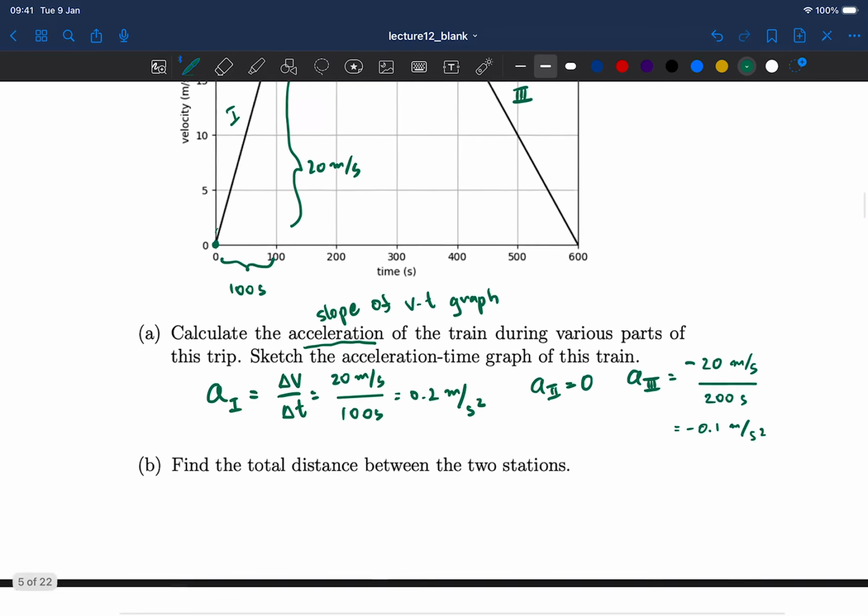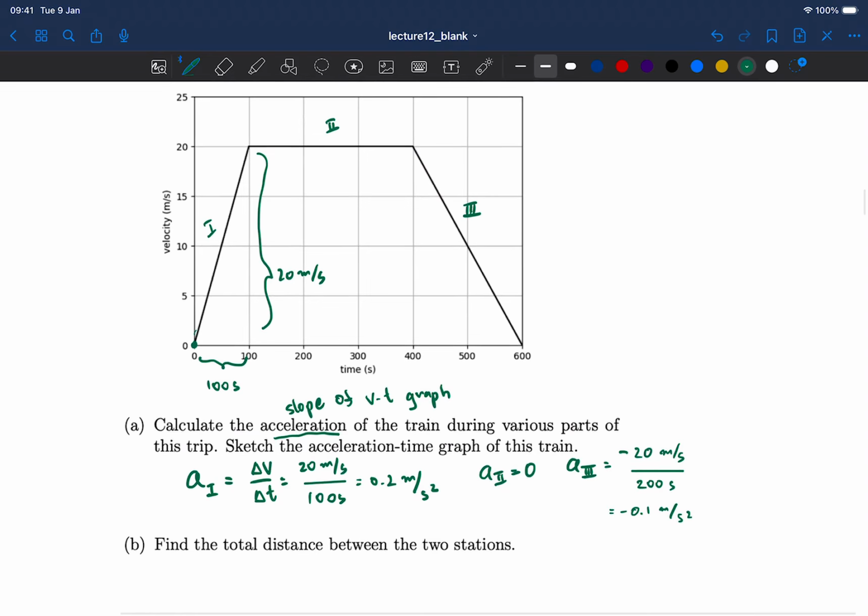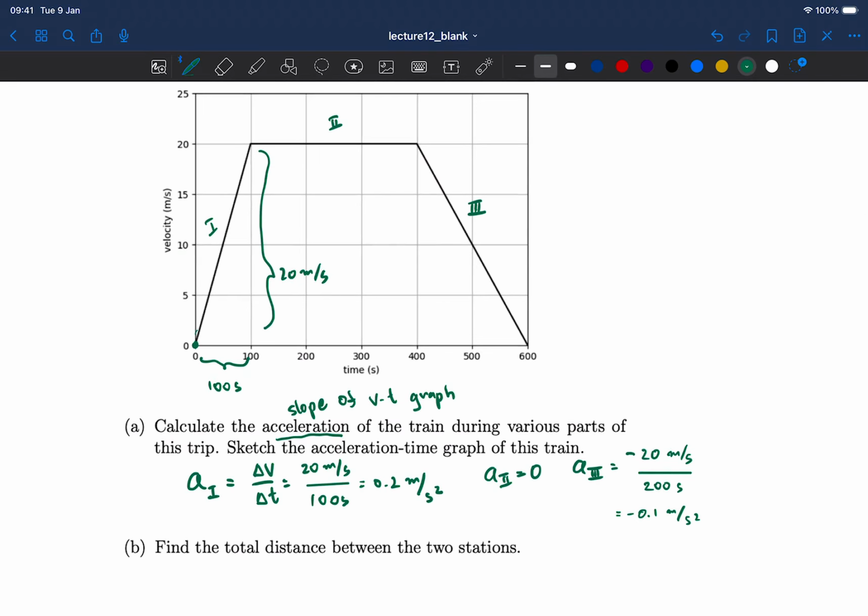Okay, now part B, what's the total distance between two stations? So this one just asks the area under the curve of this whole thing. That's the displacement, but this is one-dimensional motion, so displacement translates directly to distance. And it's also because you don't turn around, so there's no complication of that.